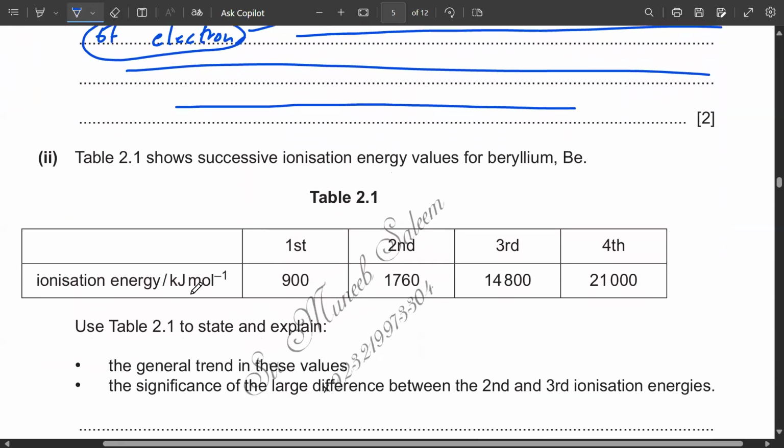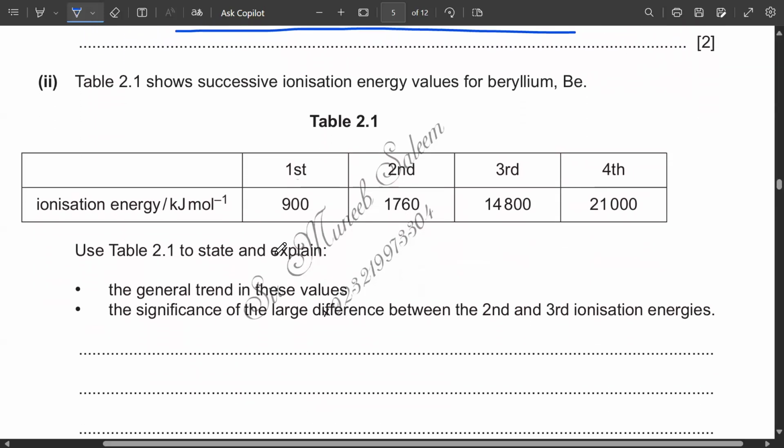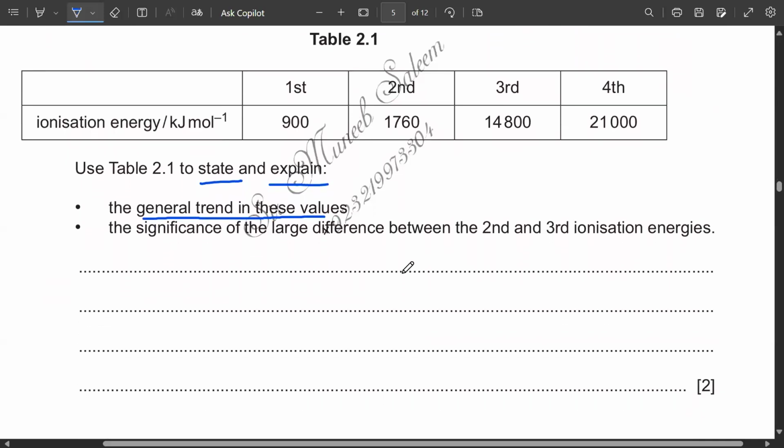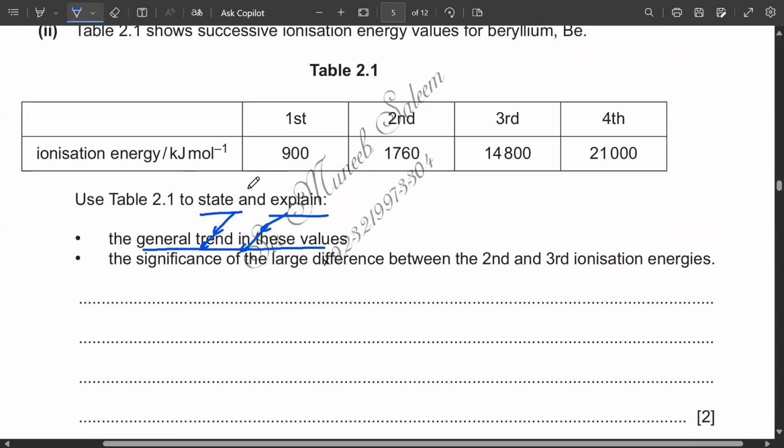Then part 2, table 2.1 shows successive ionization energies for beryllium. Use table 2.1 to state and explain. Again, we have to state how is the trend and then explain why that is. So what is the general trend in these values? And what is the significance of the larger difference between the second and third ionization energy? So we have to state and explain point 1, and then state and explain point number 2, both.